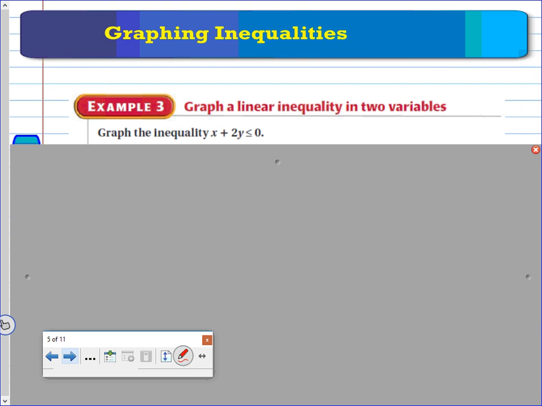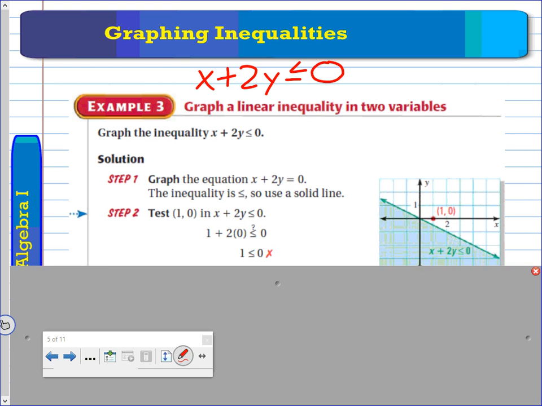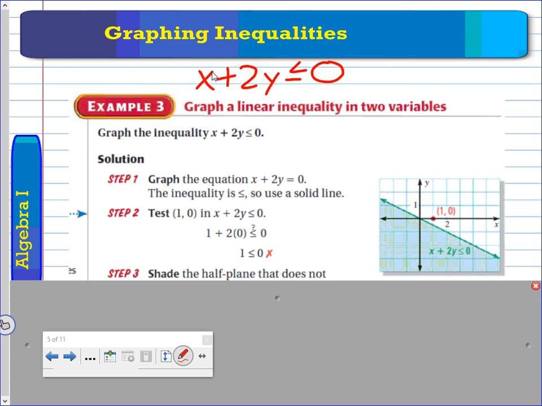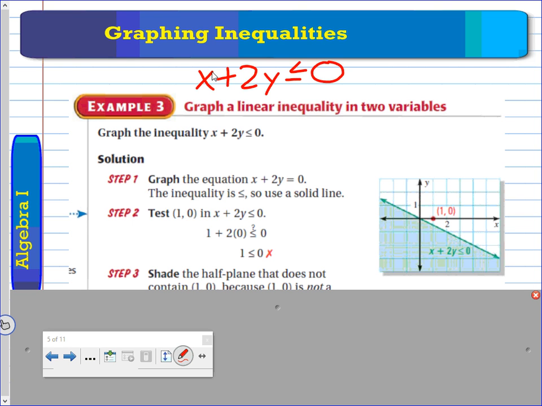Okay. Here's another one. X plus 2y is less than or equal to 0. So again, graph the line first. In this case, I would do it by finding the intercepts. Plug in our zeros, just because it's already in standard form, so why work harder than we have to? If we plug in 0 for x, y is going to have to be 0. If we plug in 0 for y, x is going to have to be 0.